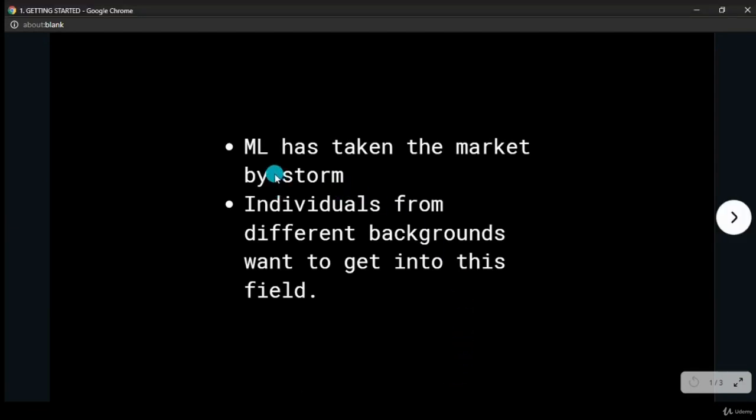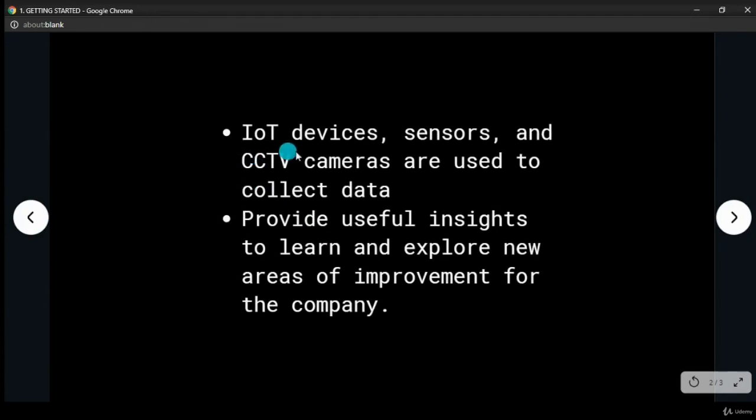Welcome back, everyone. Machine learning has taken the market by storm, and there is a varied interest in individuals from different backgrounds that want to get into this field. Nowadays, IoT devices, sensors, and CCTV cameras are all used to collect data, provide some useful insights to learn new findings, and explore new areas of improvement for the company.